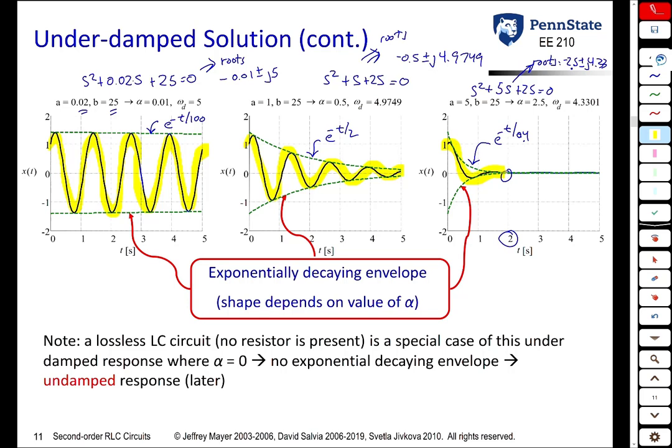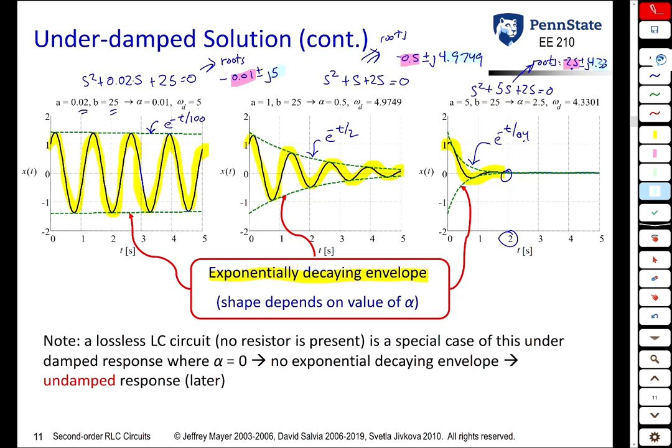So bottom line, in all three cases, we have this exponentially decaying envelope, which depends upon alpha, which is what? It is the real part of the root. Likewise, we see that the frequency of oscillation is dependent upon omega d, which is the imaginary part of the root. Bottom line, in an underdamped RLC circuit, we're going to get responses that are decaying sinusoids.